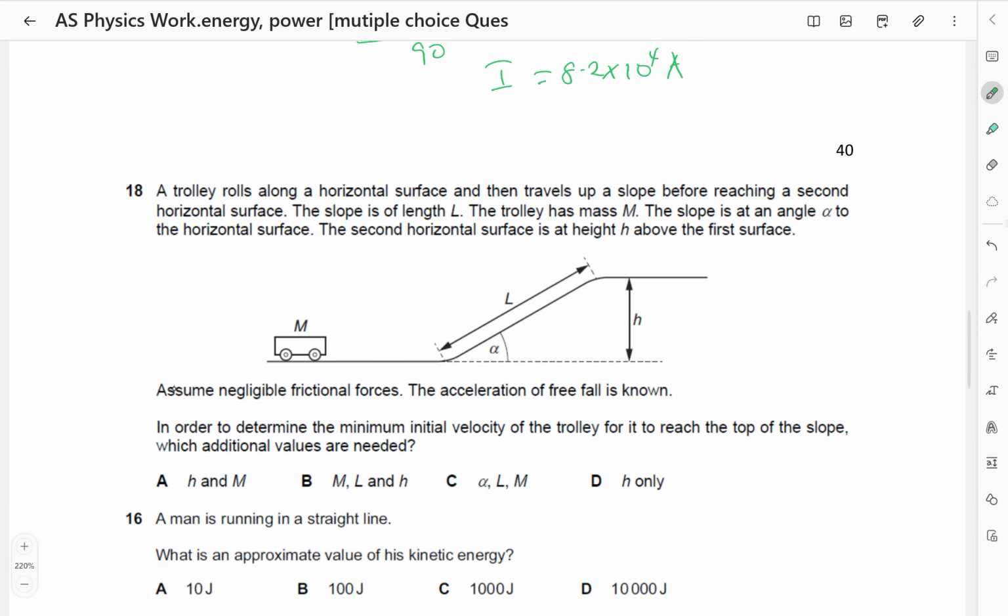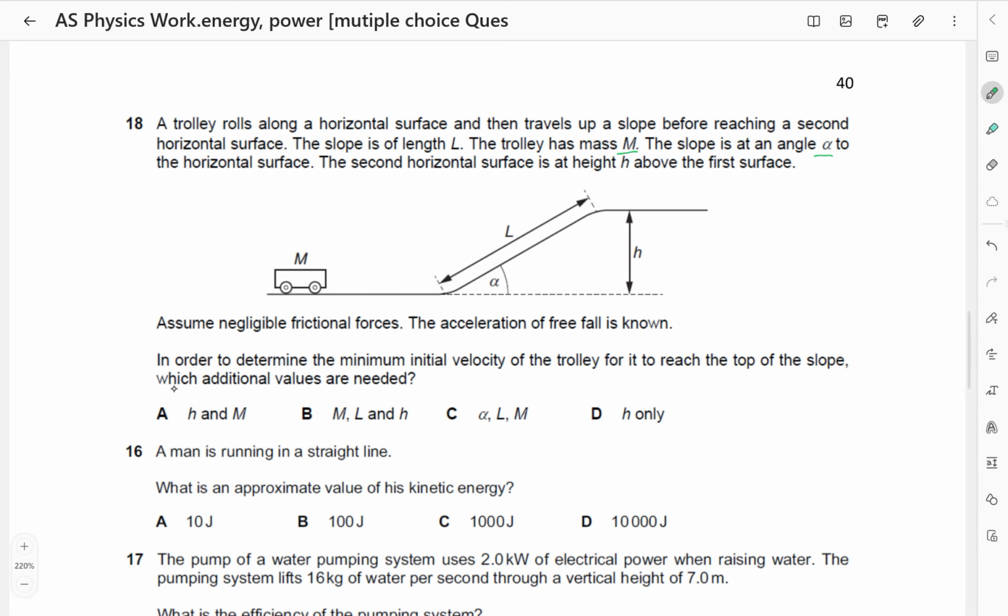A trolley rolls along a horizontal surface and then travels up a slope before reaching a second horizontal surface. The slope is of length L. The trolley has mass m. The slope is at an angle alpha to the horizontal surface. The second horizontal surface is at height h above the first surface. Assume negligible frictional forces. The acceleration of free fall is known. In order to determine the minimum initial velocity of the trolley for it to reach the top of the slope, which additional values are needed?